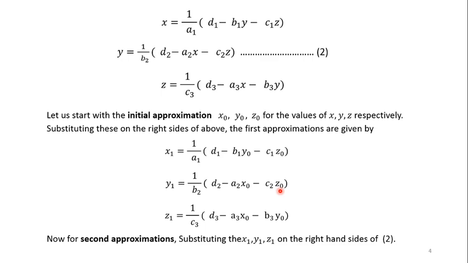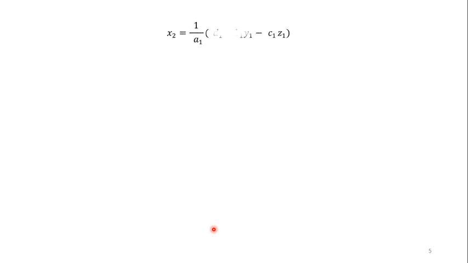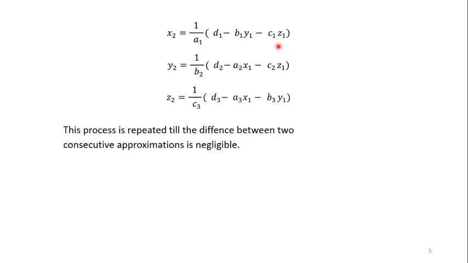Now for the second approximation, we substitute x1, y1, z1 on the right hand side of the equations, because we obtained the modification in the solution in the first step as the first approximation. Now we utilize these values a second time. The value of x obtained we denote by x2, equal to 1 upon a1 of (d1 minus b1 y1 minus c1 z1). Similarly, you can calculate y2 and z2. This process is repeated till the difference between two consecutive approximations is negligible.